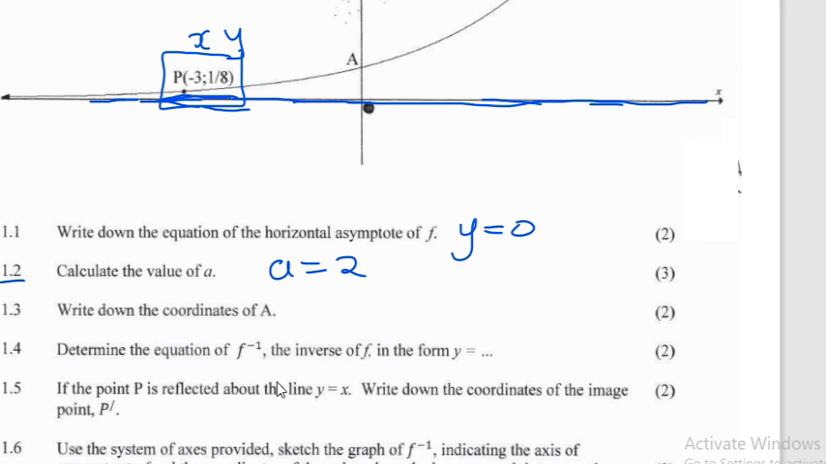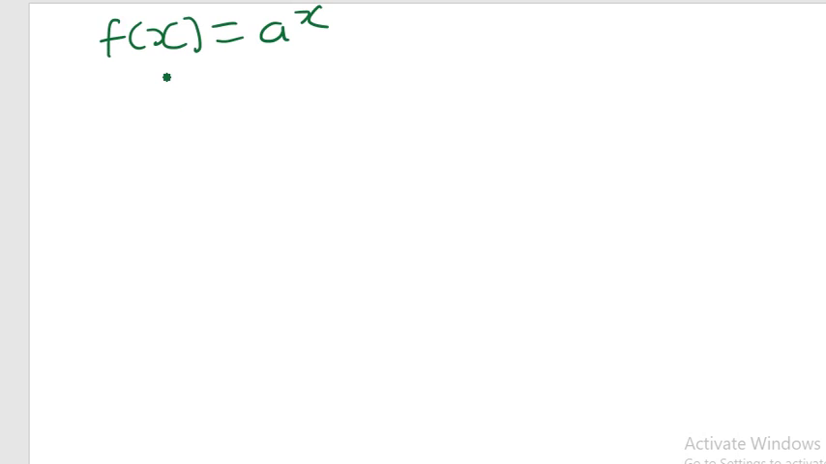Alright, moving on, the question says write down the coordinates of A. Now the question is, where is our A? It's this one. It's our y-intercept of the exponential function. So let's just calculate the value. Since A is the y-intercept, our function looks like this: y is equal to 2 to the power of x. Point A is our y-intercept.